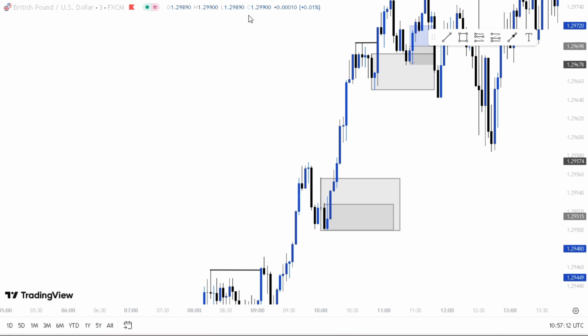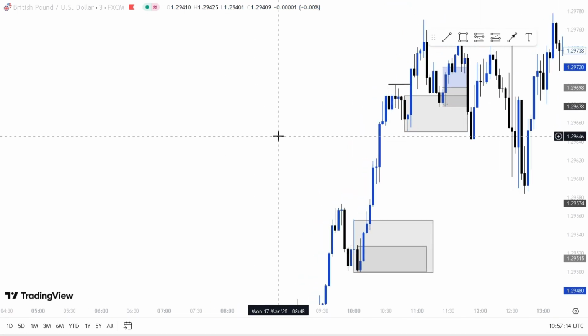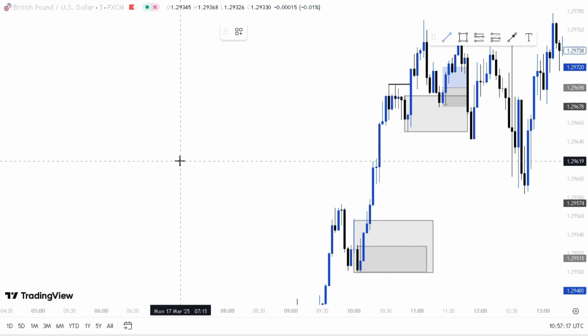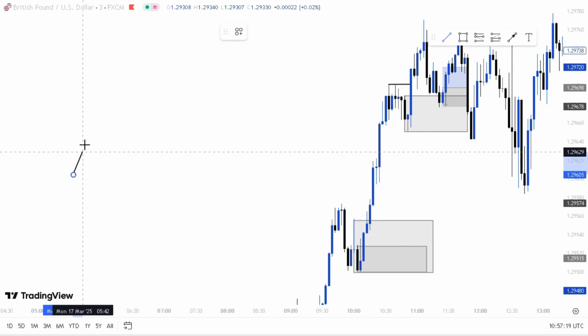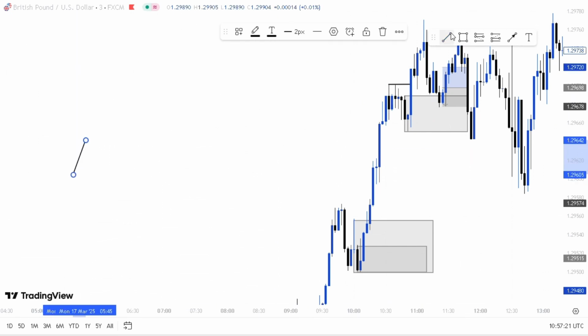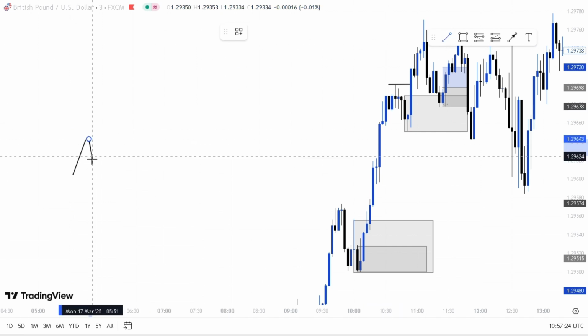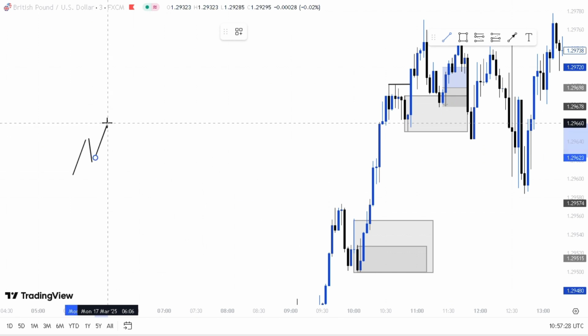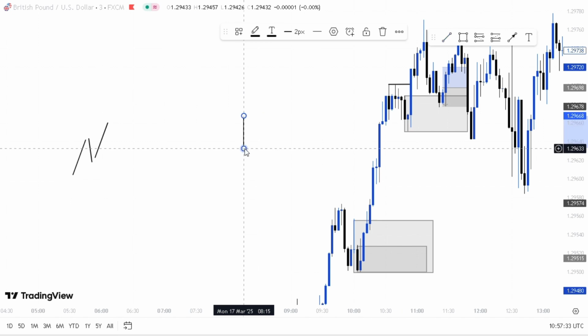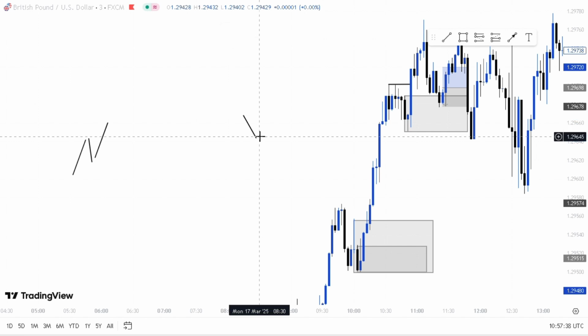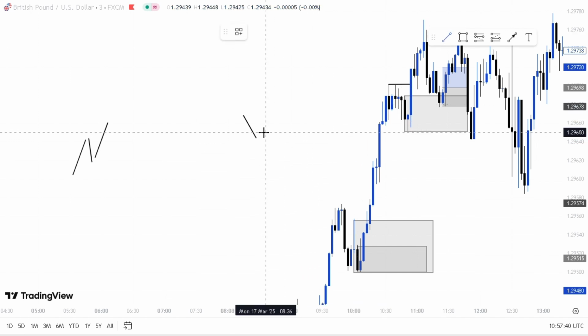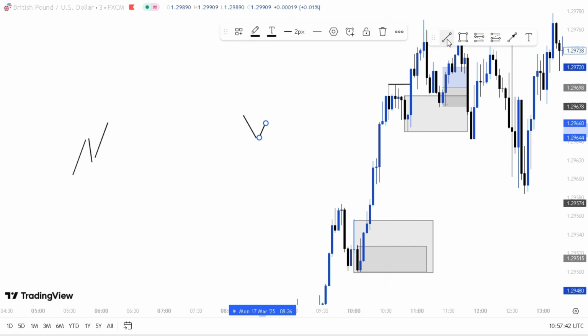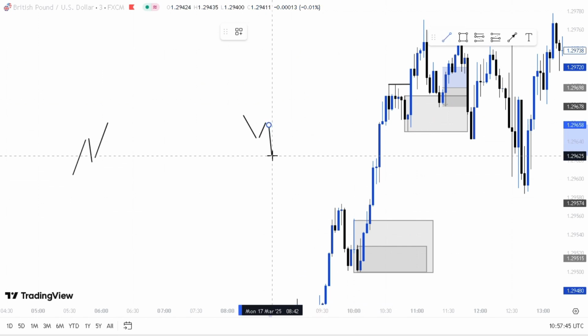Now, understanding market structure is very easy, simple. The market can only do three things. The market can move up just like this, continuously creating new highs, or the market can move down, continuously creating new lows again and again, breaking structures and etc.